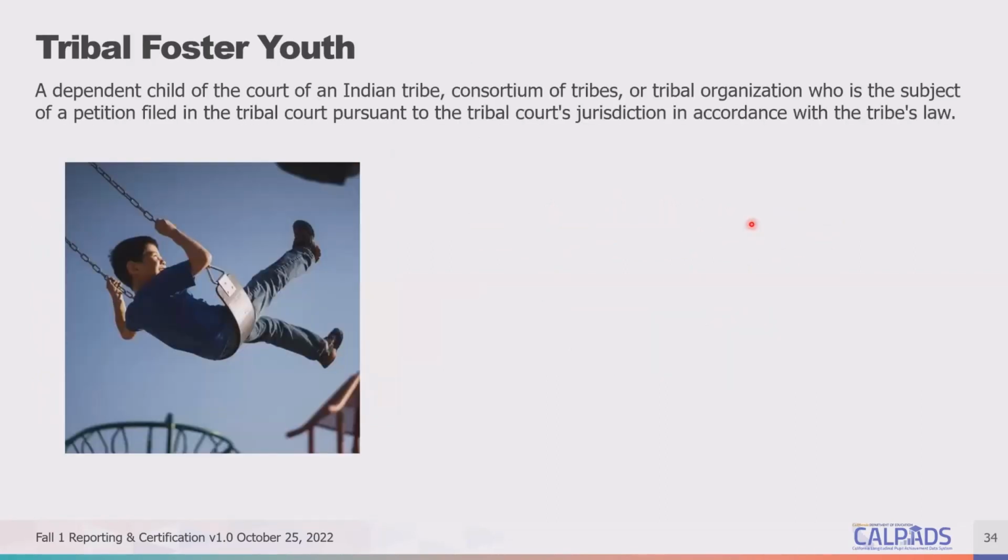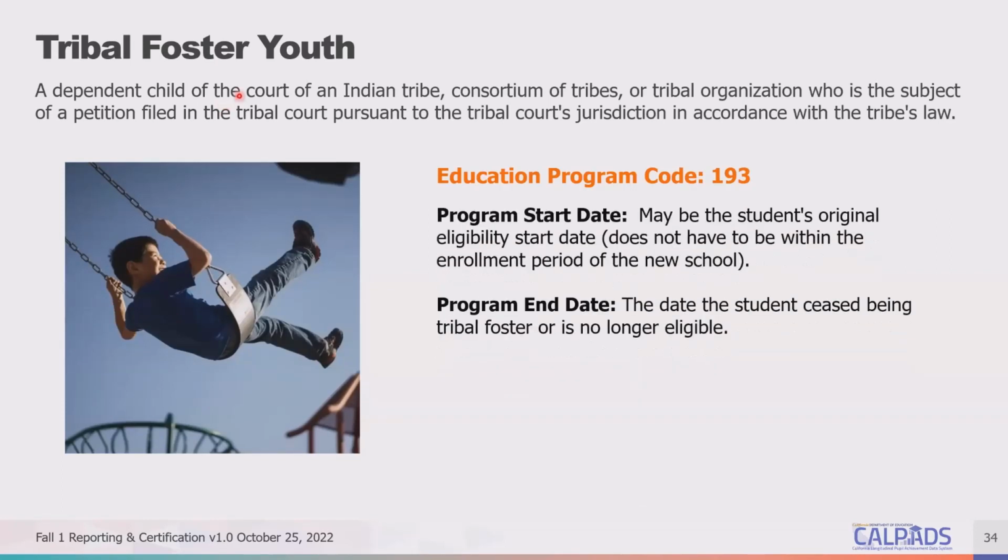Tribal foster youth. The tribal foster youth is different from your regular foster youth. This is basically foster youth for students who are in Indian tribes and who are a dependent of a court of an Indian tribe or consortium of tribes or tribal organization, who is a subject of a petition filed in the tribal court pursuant to the tribal court's jurisdiction in accordance with the tribe's laws. Sorry for reading that. But yeah, this is different from your regular foster youth. Your regular foster youth comes from the CDSS. Tribal foster youth will come from your Indian tribe or consortium of tribes.